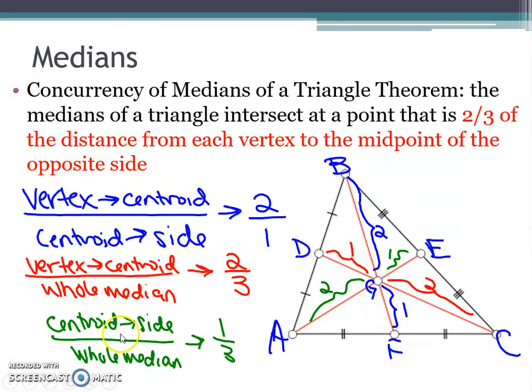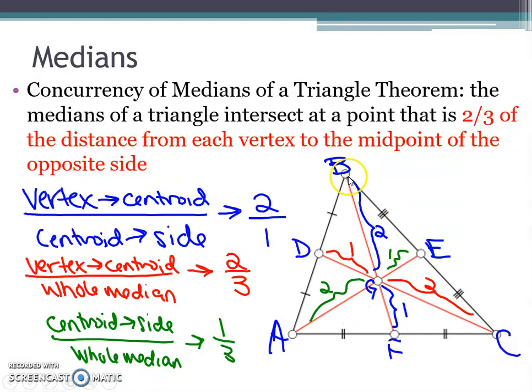And the centroid to the side, so let's look at the green thing. The centroid to the side is 1 over the whole median, a 1:3 ratio. So basically, the longer one is always 2, the shorter one is always 1 on this median. Look at this median. The longer side is always 2. This is the shorter, so this is double this.